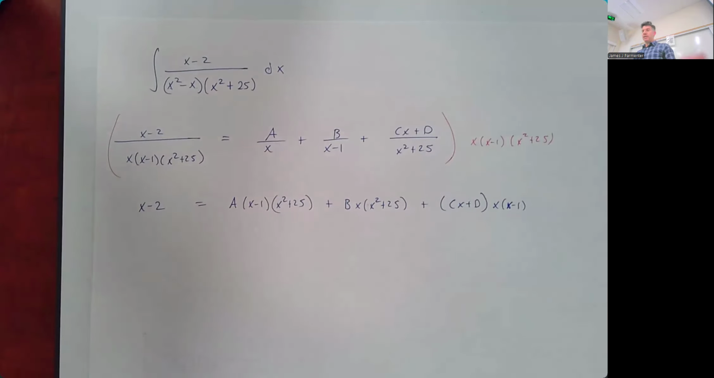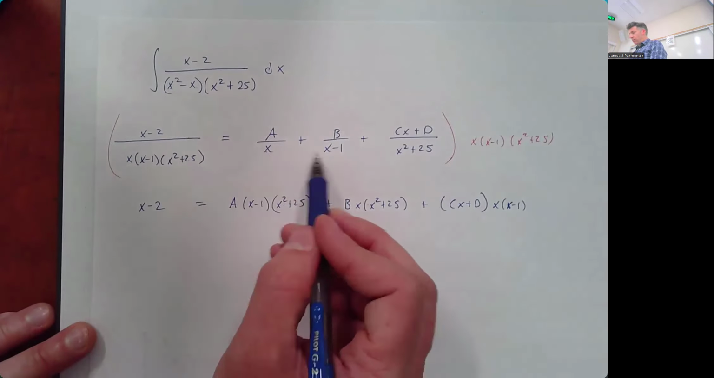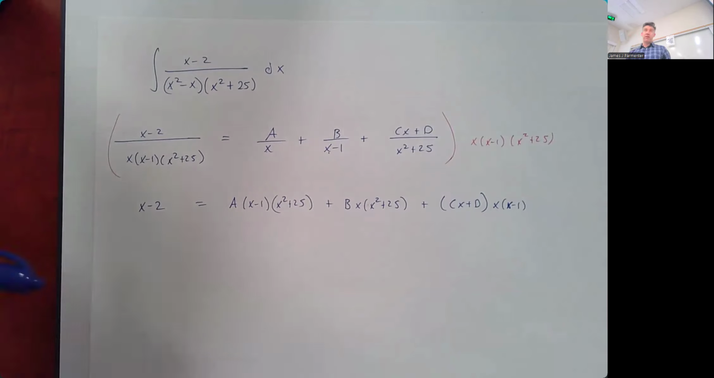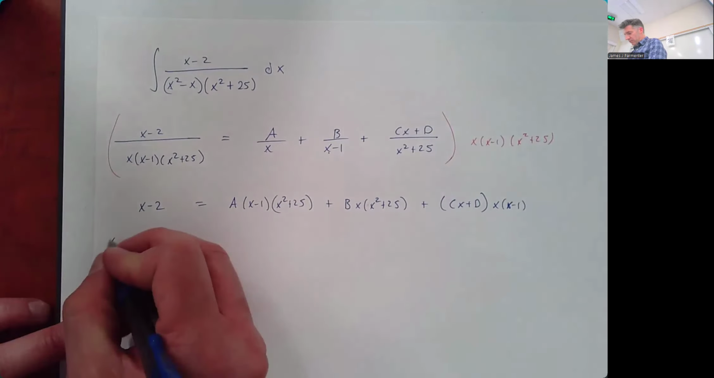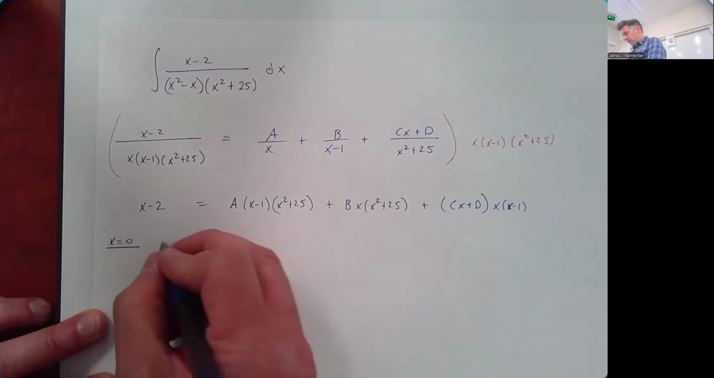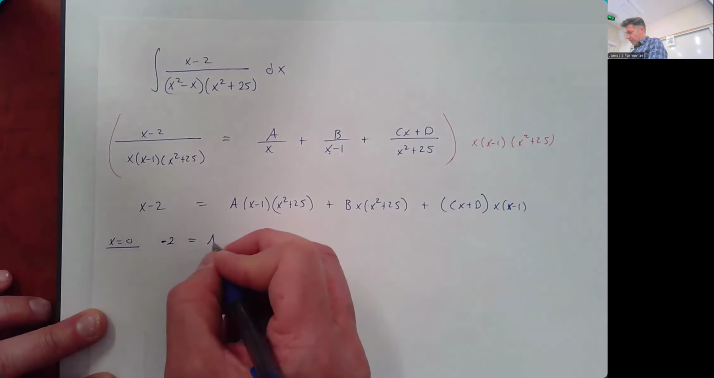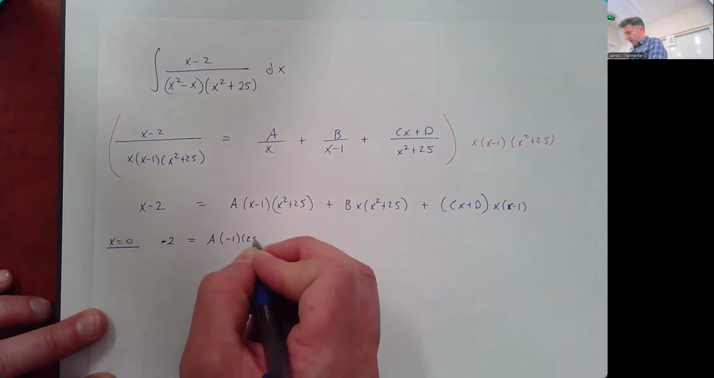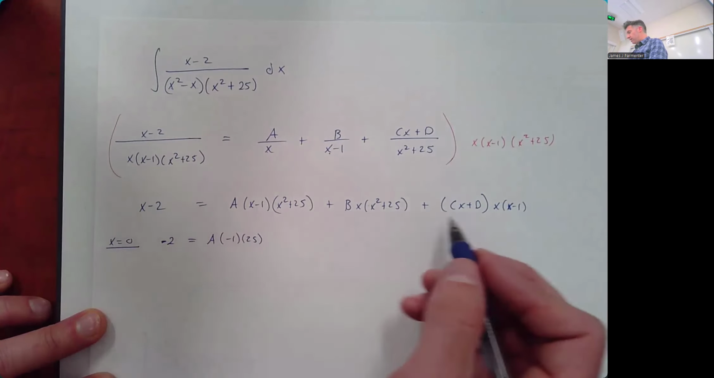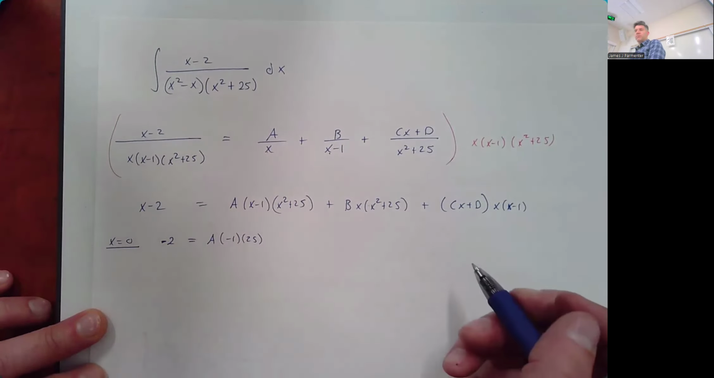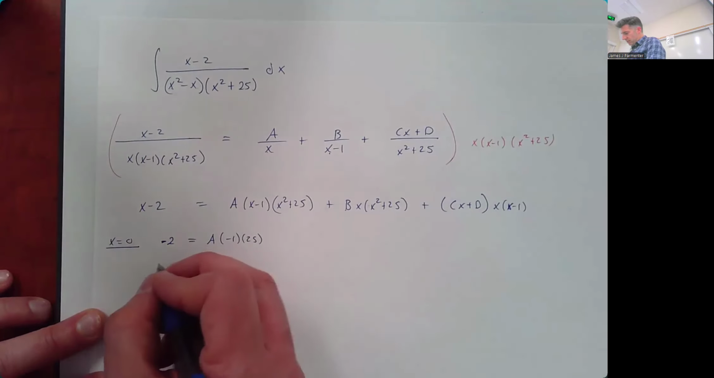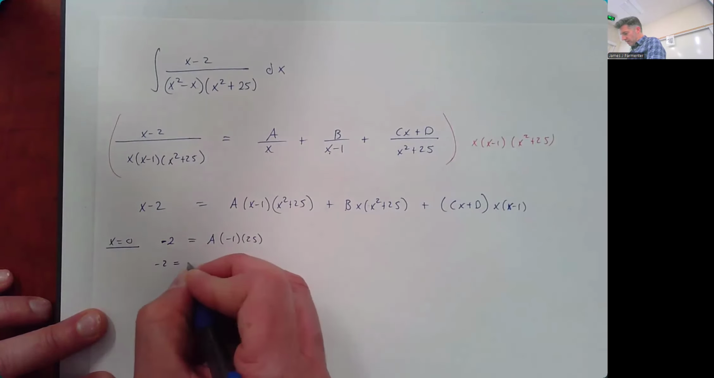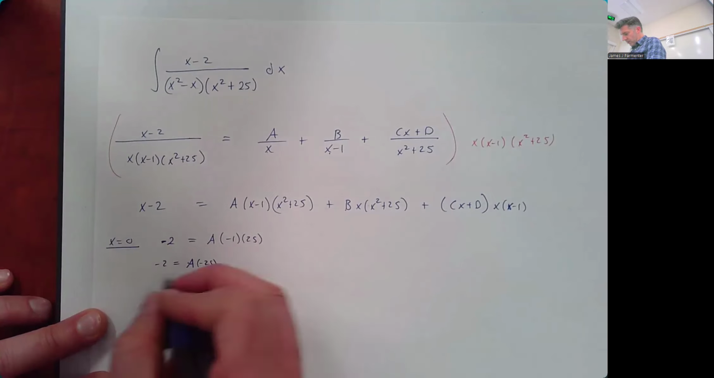And again, just like last time we had a partial fractions problem, I'm going to start by using the convenient values of x, which are 0 and 1. Those are the only convenient values of x. So x equals 0. I get negative 2 on the left. I get a times negative 1 times 25, plus b times 0, plus cx plus d times 0. So I really just get negative 2 equals a times negative 25. So a is equal to 2/25.